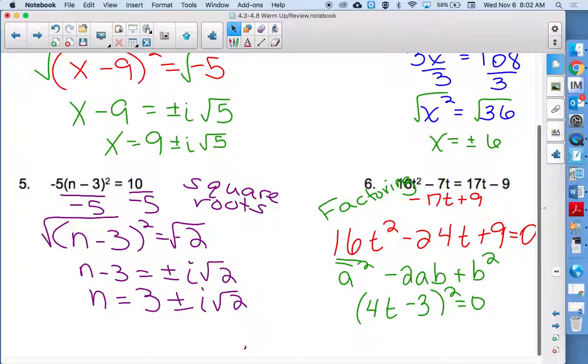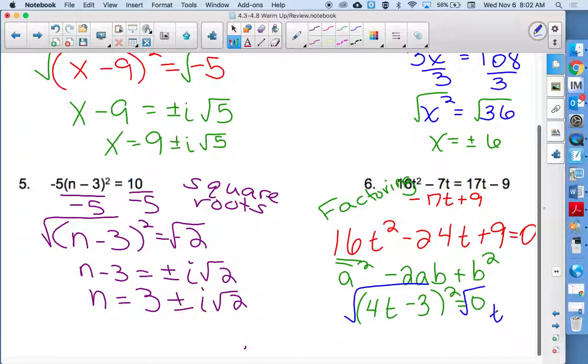So 4t minus 3, taking the square root of 16, the square root of 9. Both of those are perfect squares. So just factoring the problem. I don't have to do any other fancy thing to get anything to become a perfect square because they already are perfect squares. So when I solve for this, Josh, my answer would be t equals 3/4. Nice job.